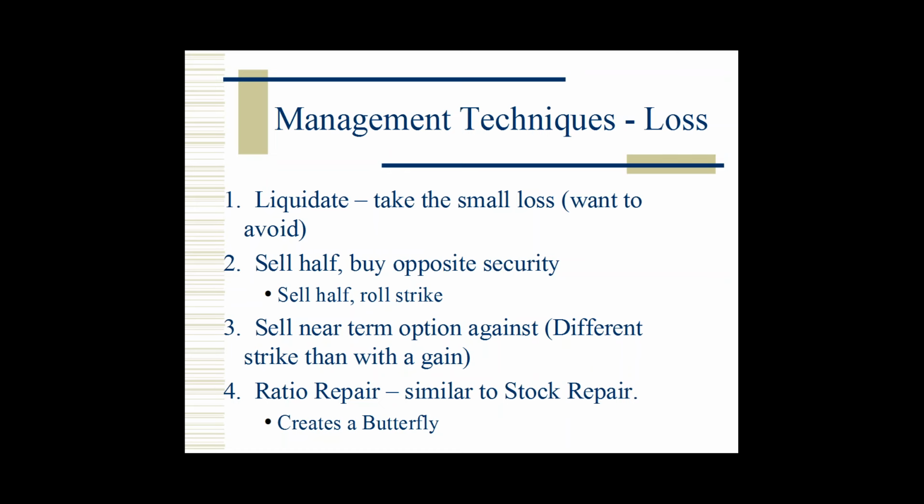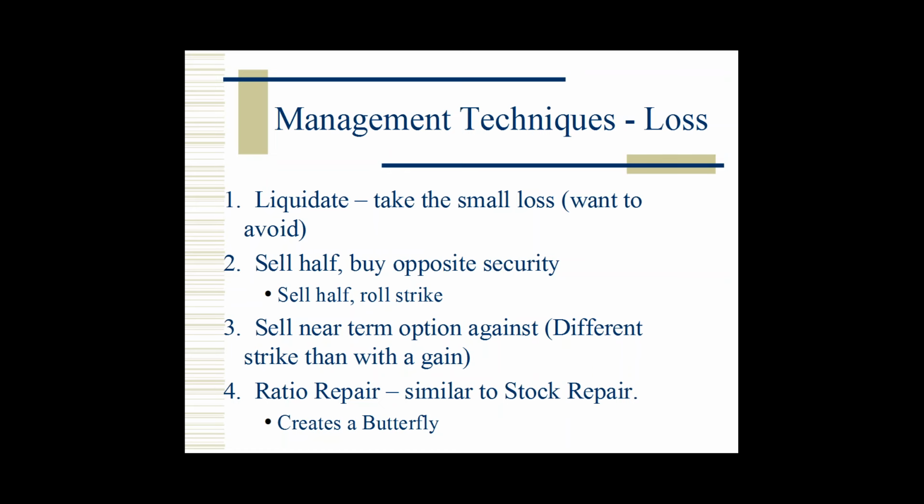Many of you may have seen the stock repair tool in Power Options or heard of the stock repair strategy where I bought a stock, let's say at 50, it dropped down to $47 and I need to repair it. Well, I may be able to do a ratio repair by buying a 45 call and selling two 50 calls for 100 shares on the stock, or maybe, for example, buying a 47.5 and selling two 50 calls, something along those lines. You can do the ratio repair in that aspect with a long call as well. It's going to create a butterfly, but it may help you get back to break even faster.